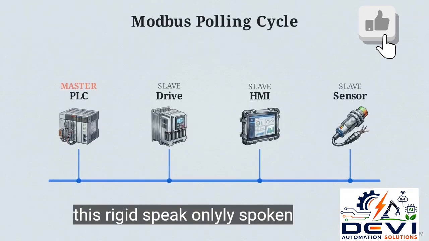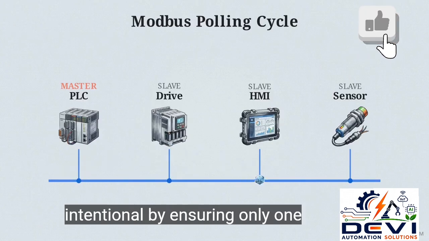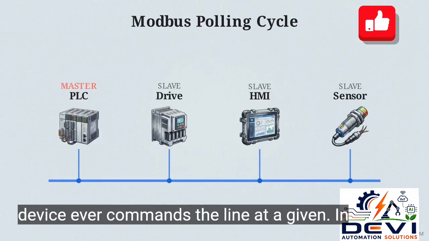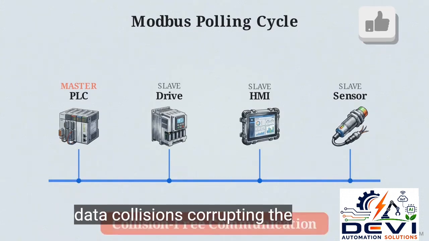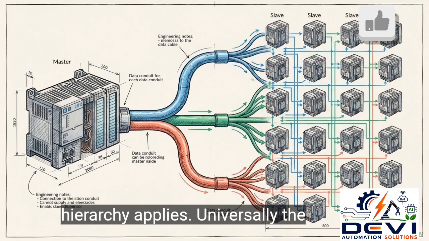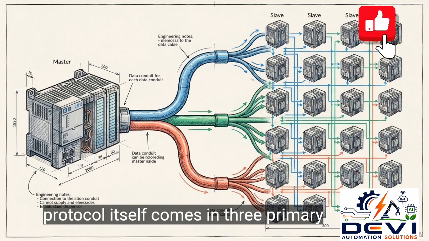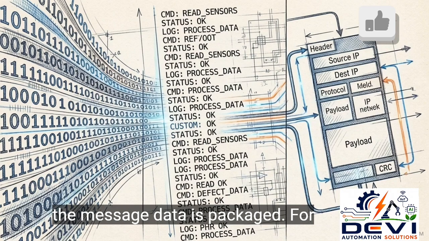This rigid, speak-only-when-spoken-to design is highly intentional. By ensuring only one device ever commands the line at a given time, Modbus eliminates the risk of data collisions corrupting the network. While that master-slave hierarchy applies universally, the protocol itself comes in 3 primary variants, which determines exactly how the message data is packaged for transmission.